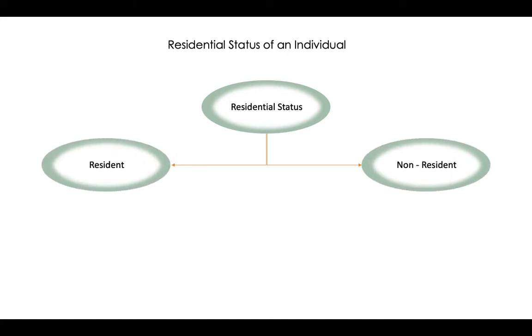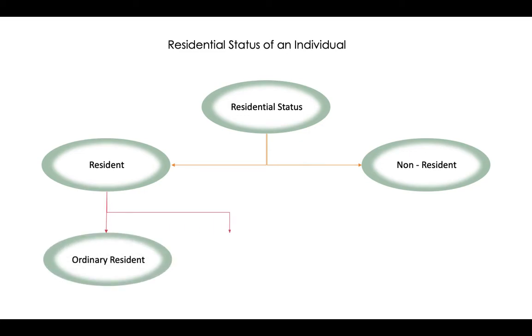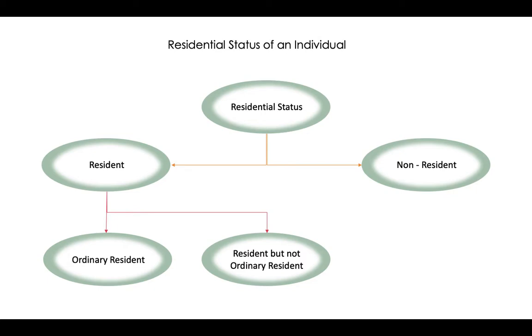To start with, let's see how to determine the residential status of an individual. There are two basic conditions. If any one of the basic conditions is satisfied, then the individual becomes a resident. If both the conditions are not satisfied, then he is a non-resident. On becoming a resident, he is able to claim a status of resident but not ordinary resident by satisfying any of the additional conditions. If the additional conditions are not satisfied, then he is an ordinary resident.